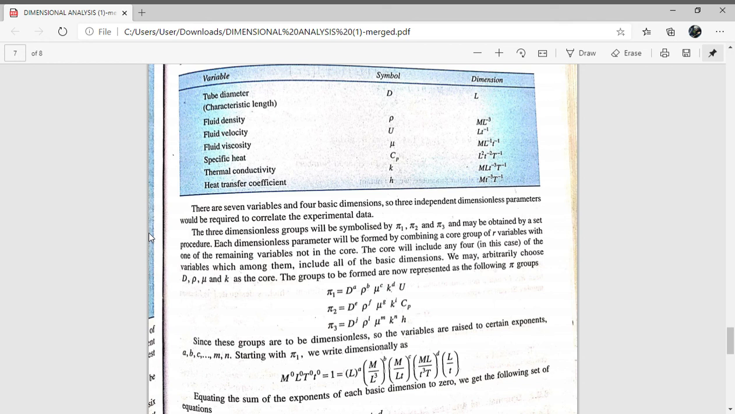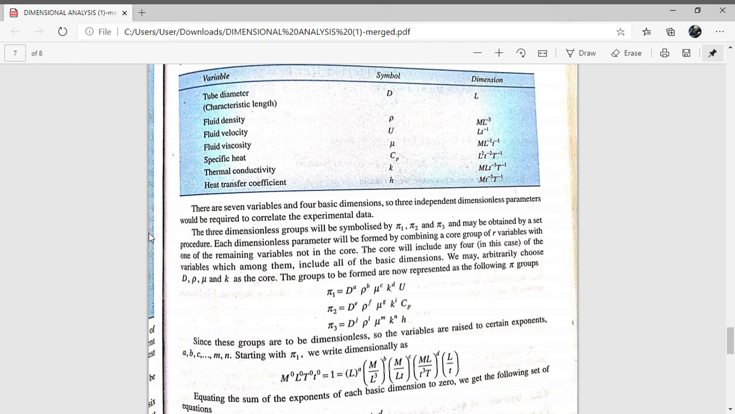In the first pi term there will be fluid velocity, in the second pi term Cp, and in the third pi term H. So function of pi 1, pi 2, pi 3 equal to 0. So first we'll solve one by one. First we'll take the first pi term.